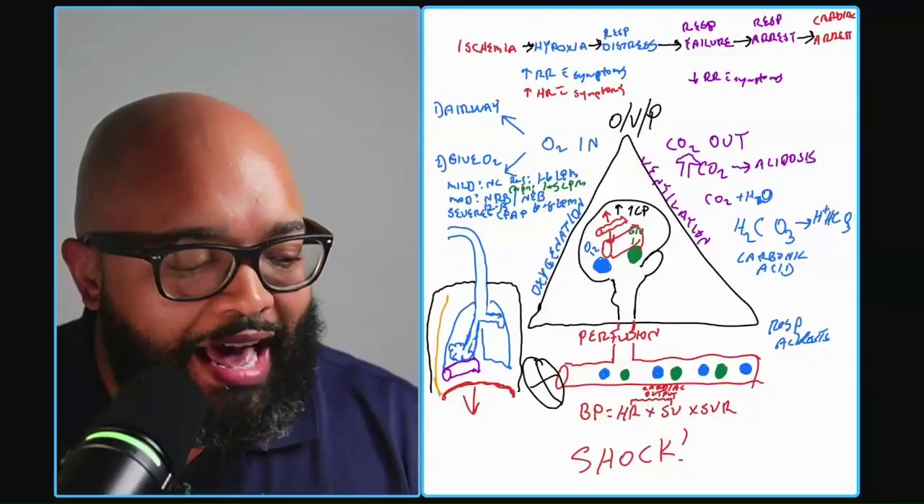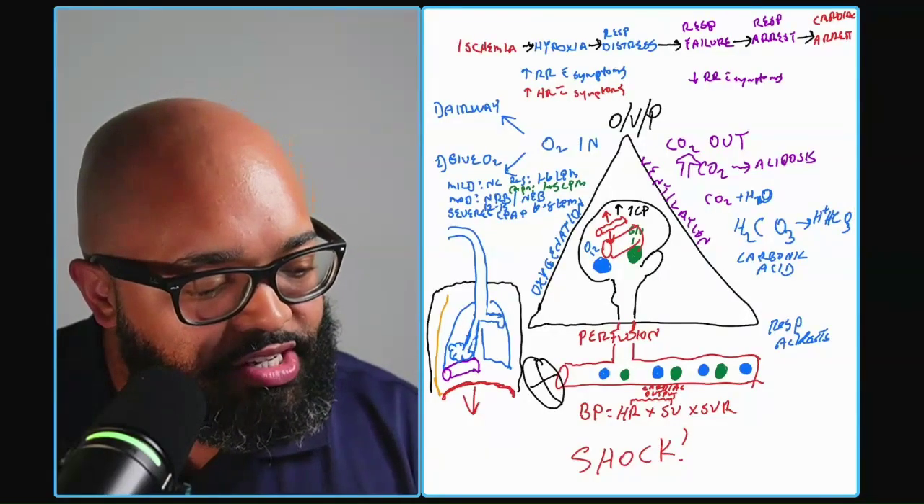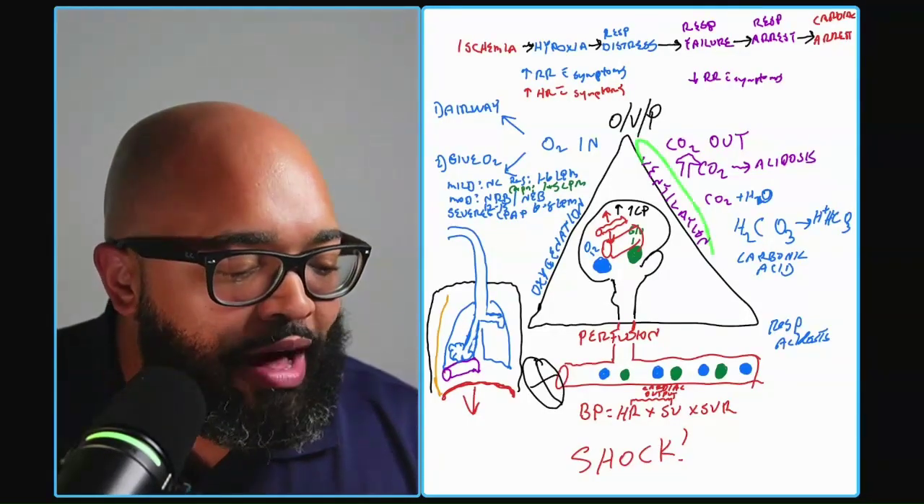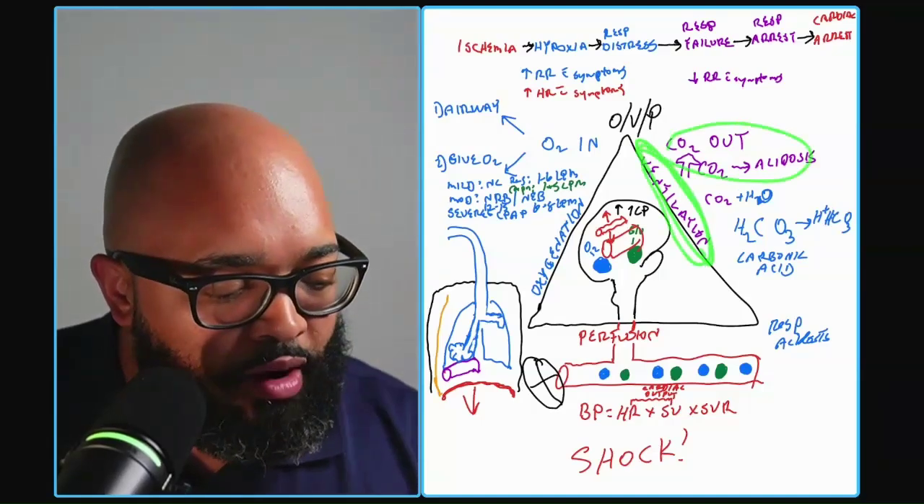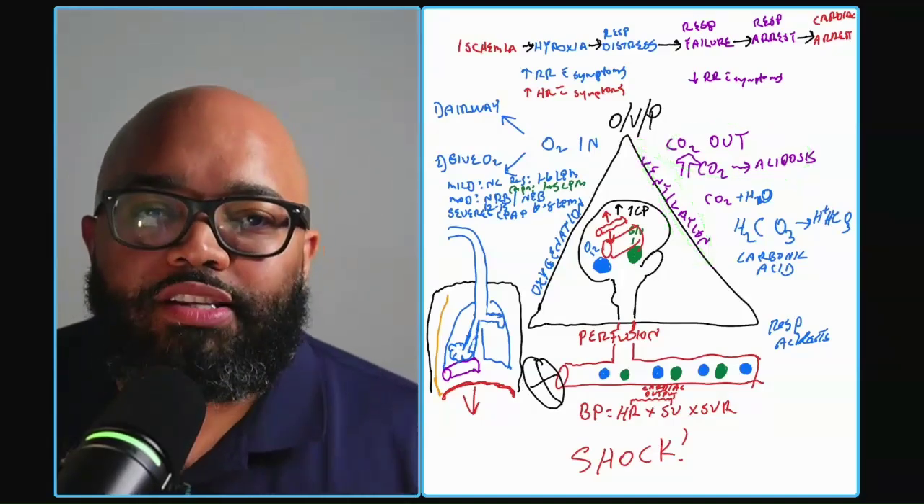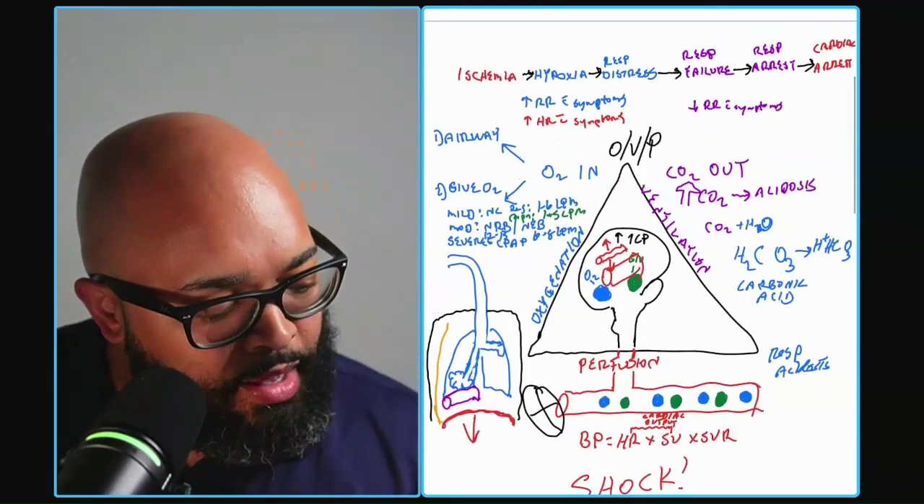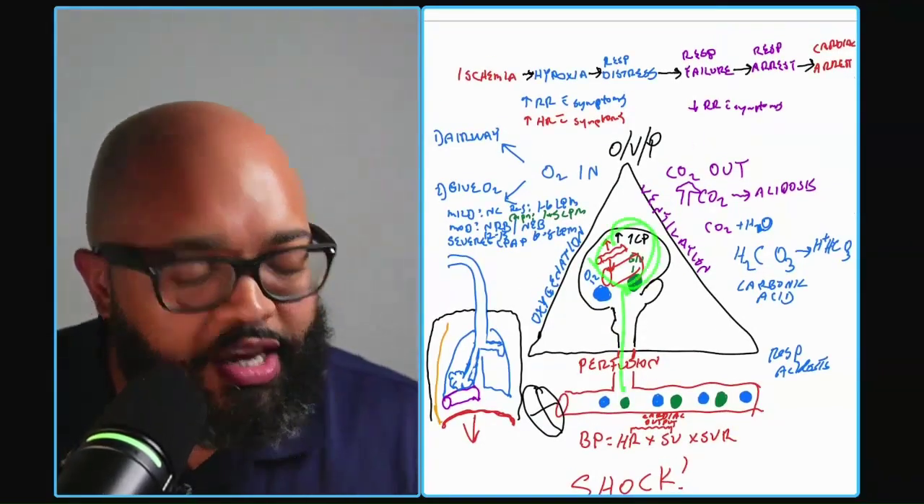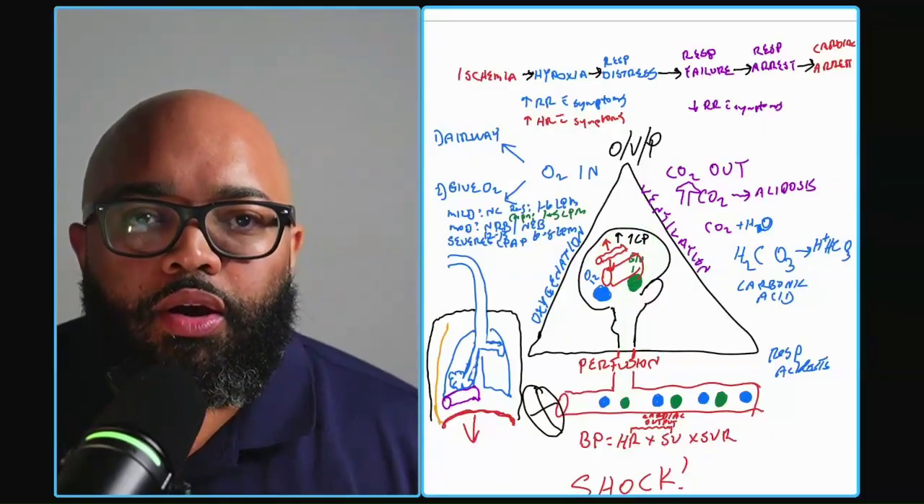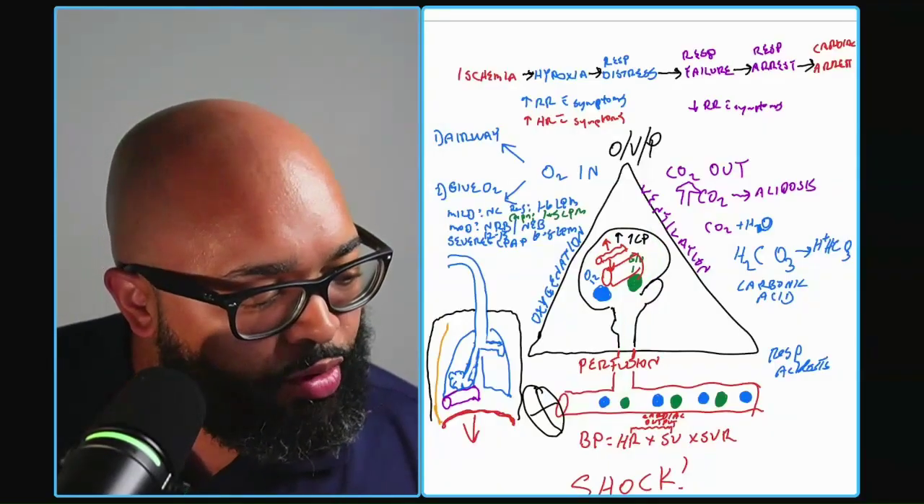So let's, on the fly, use this picture and come up with some reasons why they're not able to ventilate and blow off the CO2. What are some reasons that would slow down their respirations? Well, we just said it. One thing was we had increased intracranial pressure. What are some causes of increased intracranial pressure?